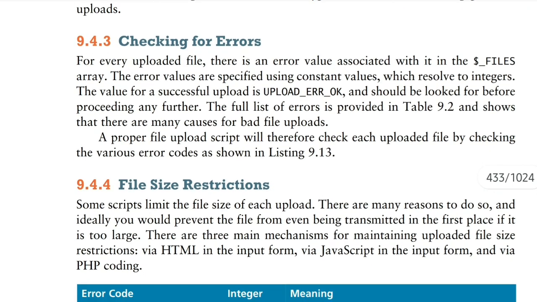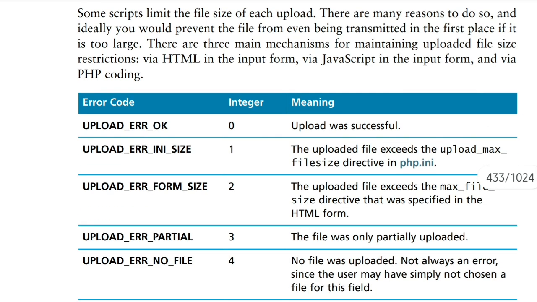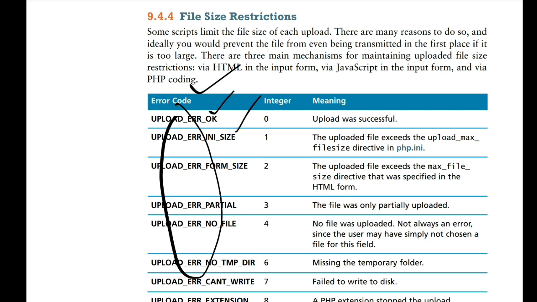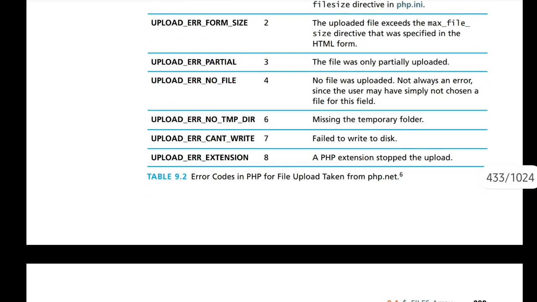And checking for errors, here are some codes which you'll be using for checking for errors. Like if it is okay, no error is there, upload error okay, else if there is an error, you'll get to know that as well. So here are some of the things which you can use for checking. The error code will be telling us if the file which I've uploaded is correct in that format or not. Like error okay, the size is correct, partial, no file, temp directory, and so on. Okay, so you can go through it.